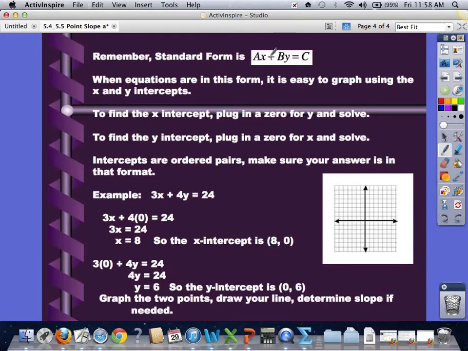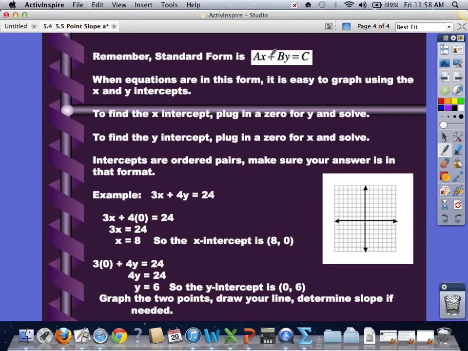Because remember, you only need 2 points to make a line. So if you have an x-intercept and a y-intercept, you've got your 2 dots, draw your line between. So when it's in this kind of format, it's easiest to use intercepts rather than trying to find the slope and things.